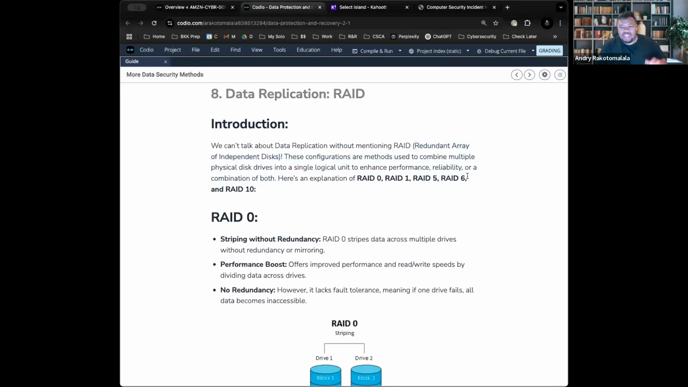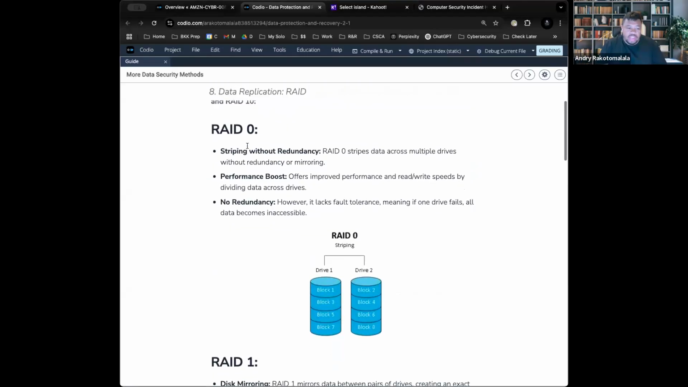So what it does is it combines multiple different hard drives into one single logical system, okay? That's all it does. And they're categorized into different categories, okay? So the first one is RAID 0. That's also something called striping, okay?